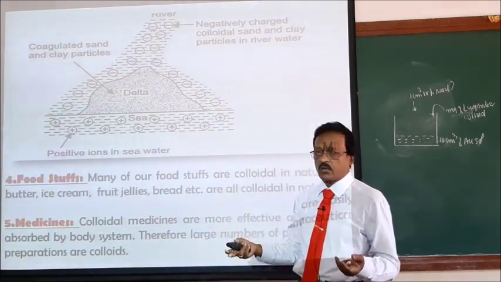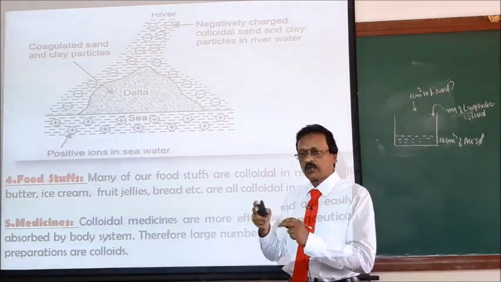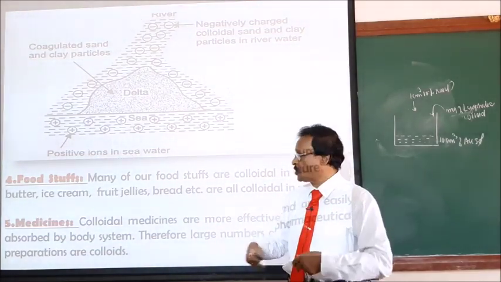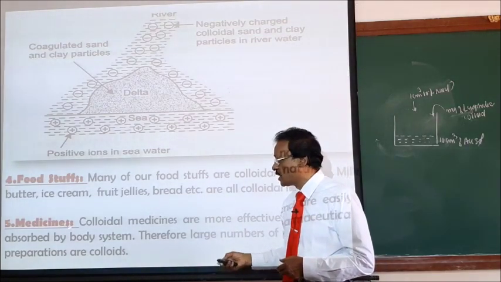Many foods we prepare at home are in colloidal form. The particle size will be about 10 power minus 6 to minus 9 meter. Most of the food we consume is colloidal in nature, and most of the medicines we use are colloidal in nature.